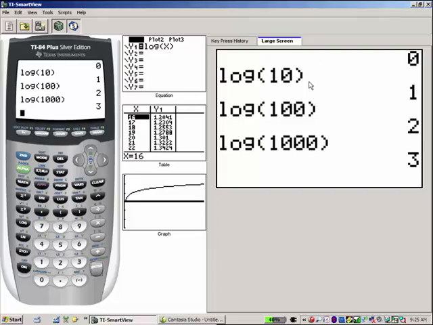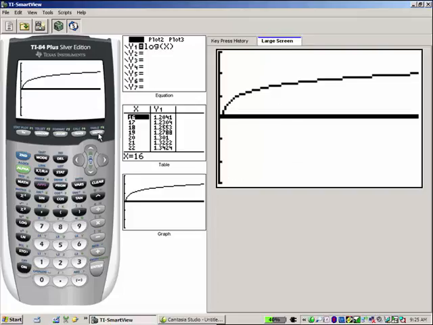So that's a really slow growing function. Agreed? Would you agree that that's a slow growing function? Okay.